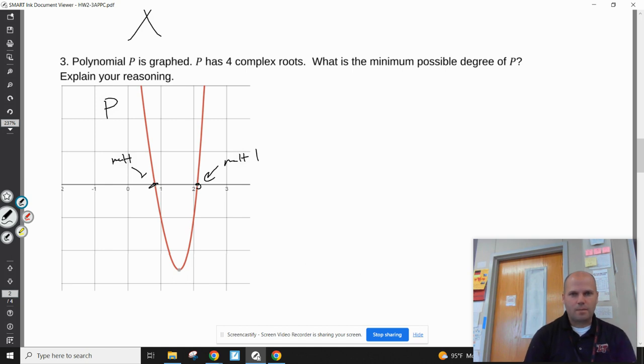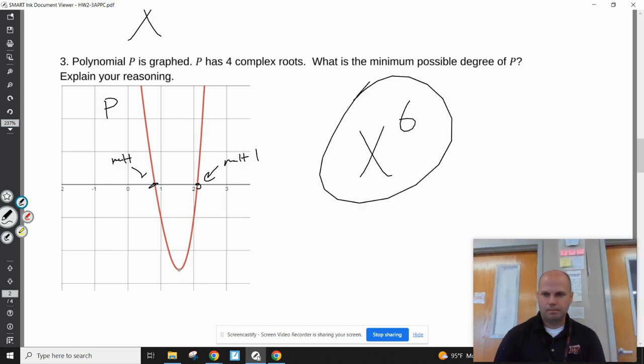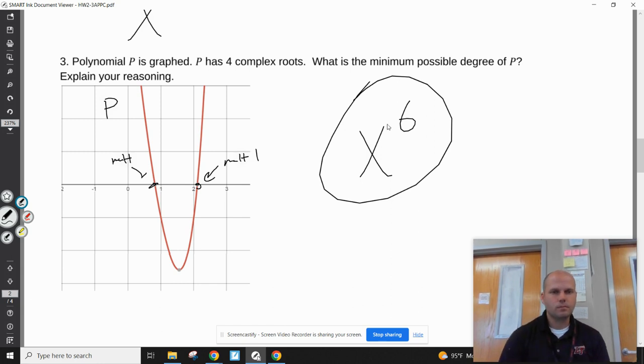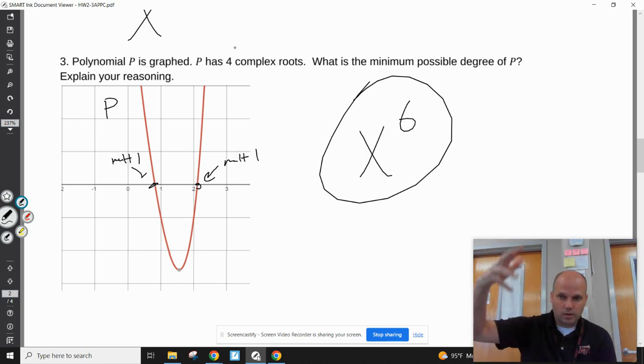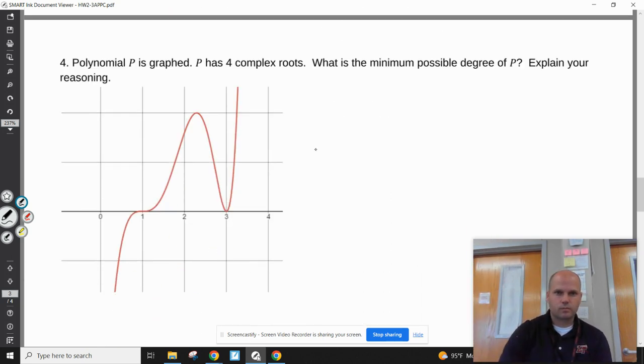We got 4 complex roots. We have to have a 6th power. That's our minimum. Okay. Here's a root. There's a root. Multiplicity 1, multiplicity 1. We're going to have to be an x to the 6th. We can see it has to be an even degree, right? Because of our end behavior. But it's not going to be an x squared because I have 4 complex roots.